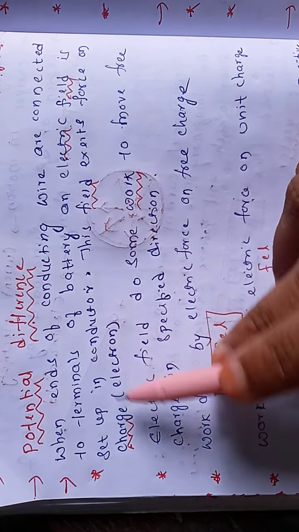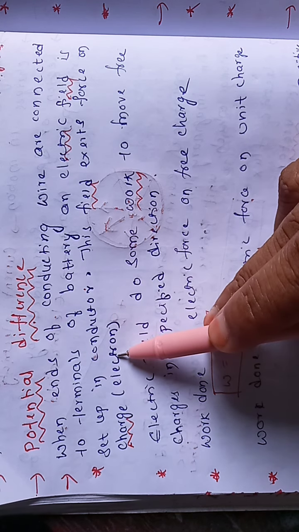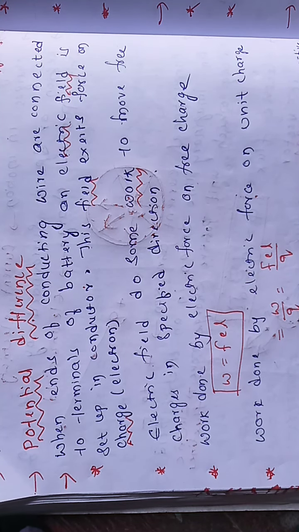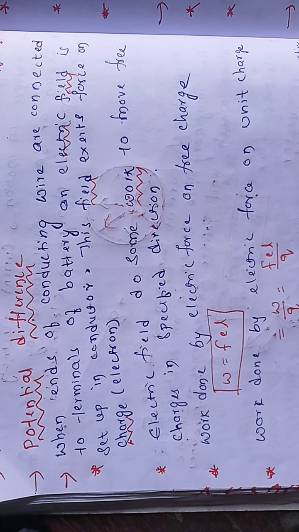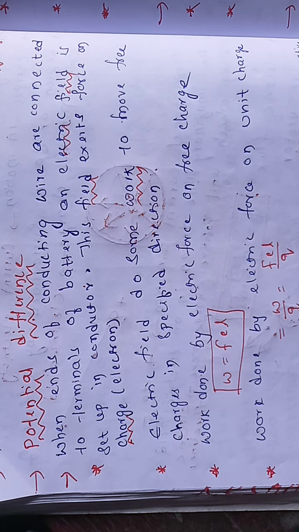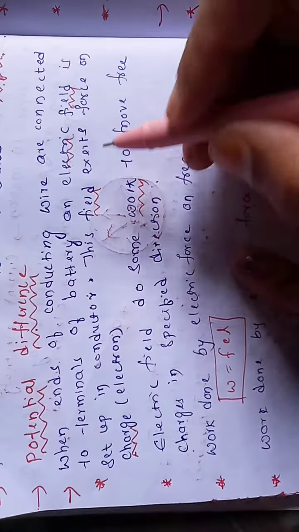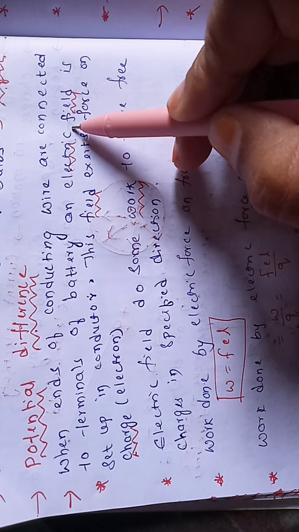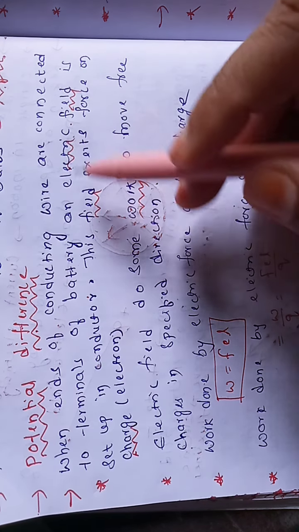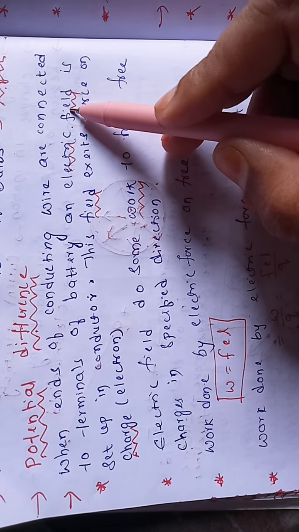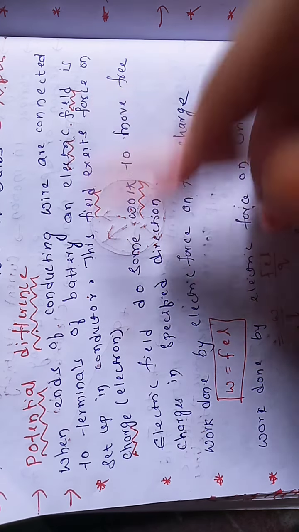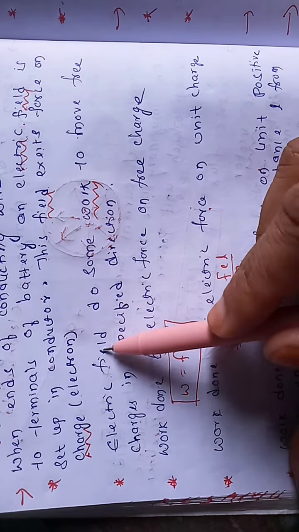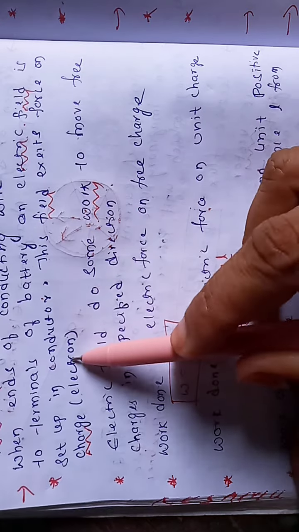This field exerts the force on charge, that is electron. Alright, here I am explaining what is potential difference. So I am giving some knowledge regarding the potential difference itself only. So you take a battery, connect the ends of conducting wire on either side of the terminals of the battery. Then if an electric field is established in the conductor, this field exerts some force on charges, meaning the electric field is doing some work to move the charges.